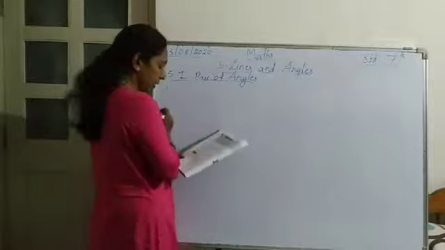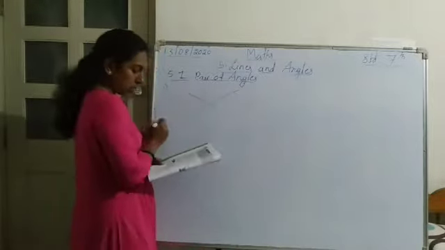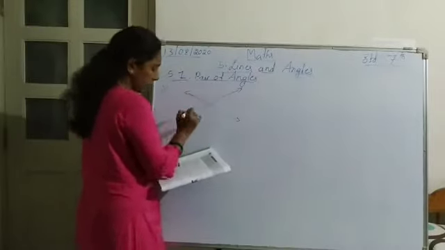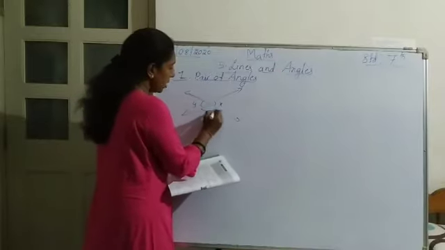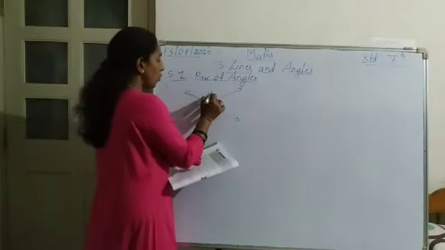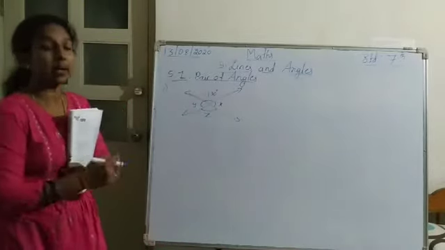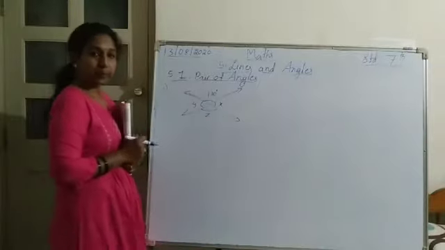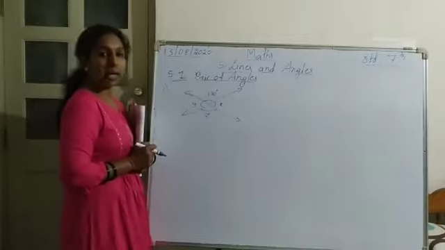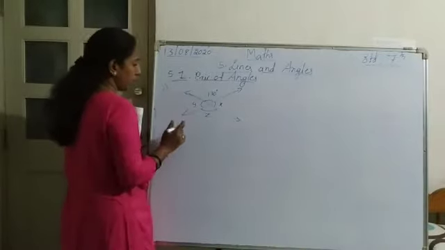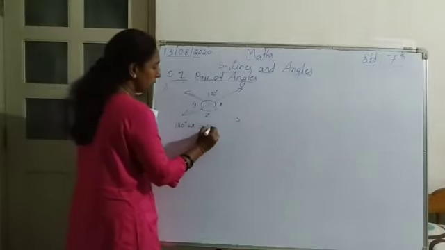Here there are two intersecting lines. The angle here is x, here is y, and here is z, and here it is 130 degrees. They ask us to find the values of x, y, z. When I add these two angles, the sum should be equal to 180 degrees because this is a linear pair. So that is 130 degrees plus x is equal to 180.